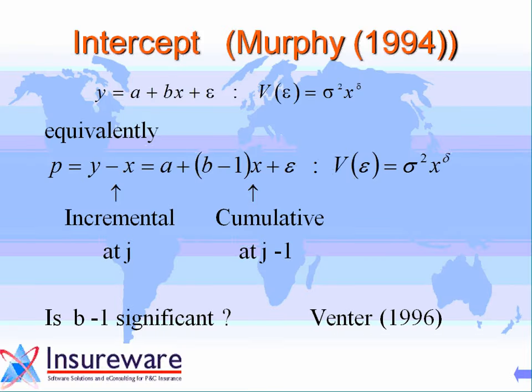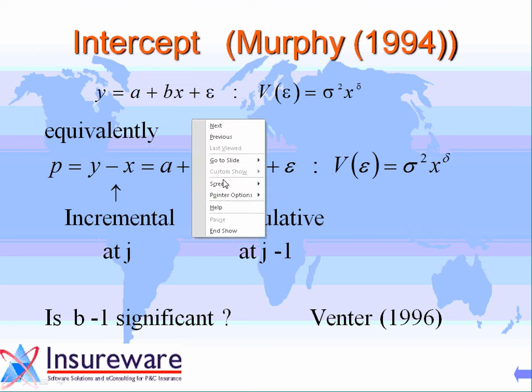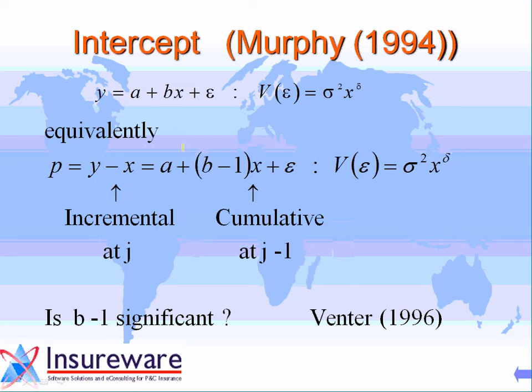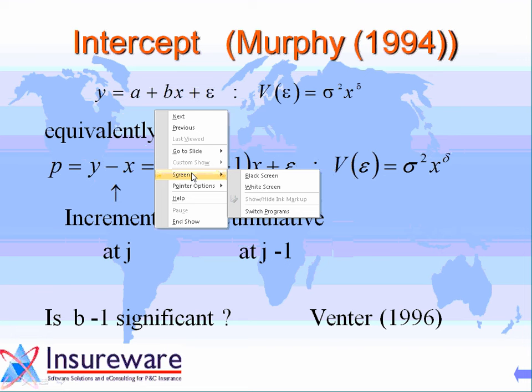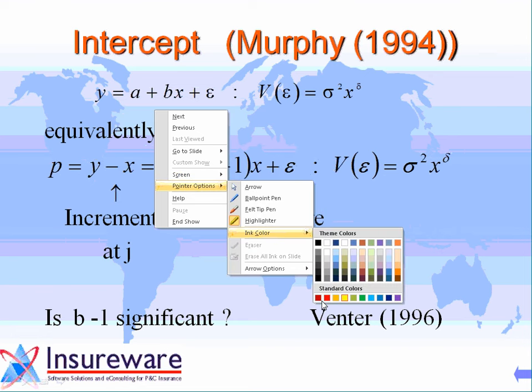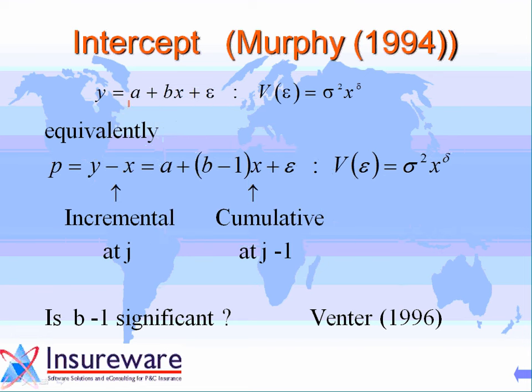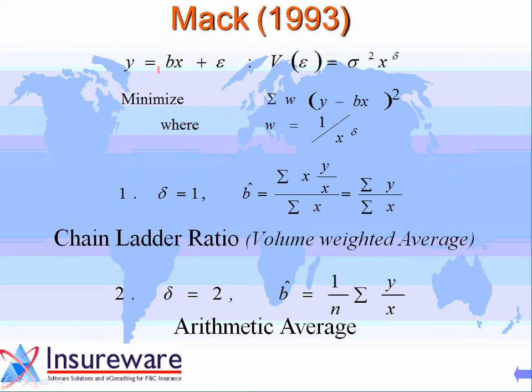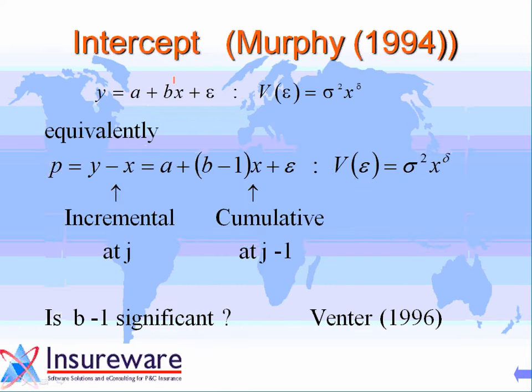In this training video, we continue from our previous study and continue looking at the extended link ratio family. And the equation that we looked at in the last video, in particular, was the Murphy method, in which we add an intercept term into the Mach method. So the Mach equation is just bx plus an error term, so no intercept, and Murphy added this intercept term here. Now another way of formulating this equation is actually to subtract x off both sides.